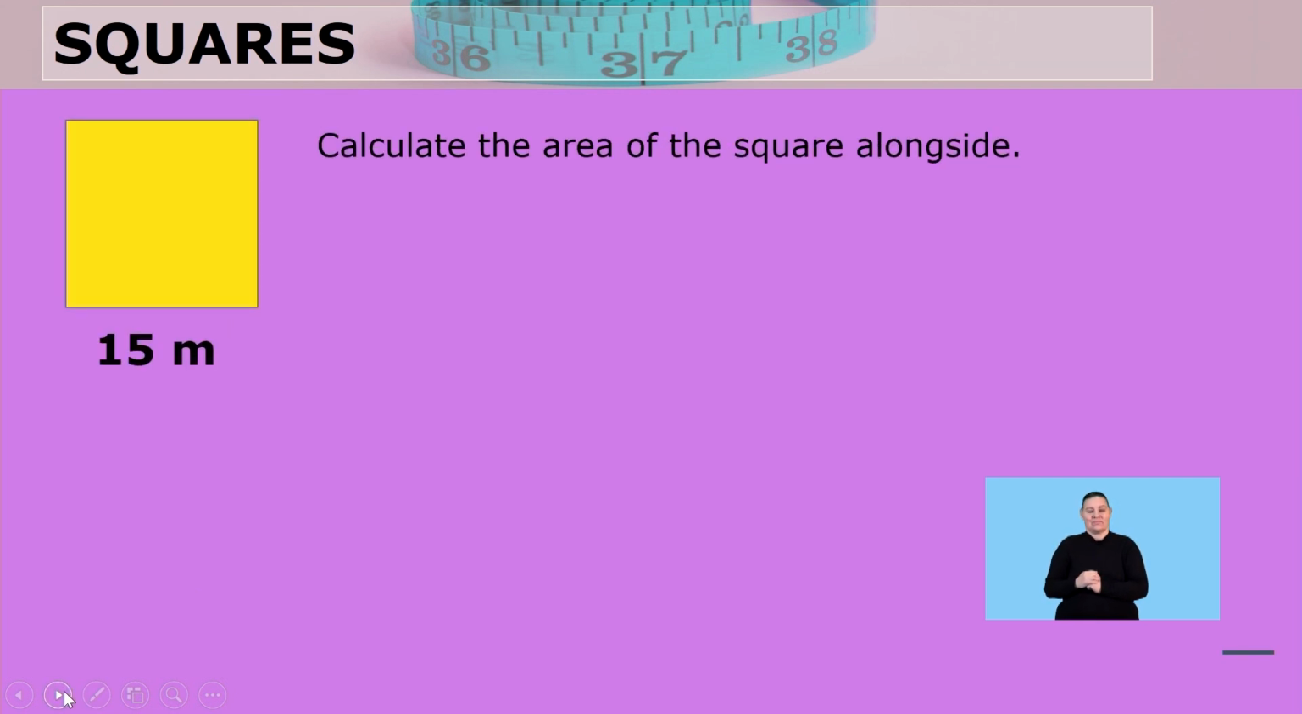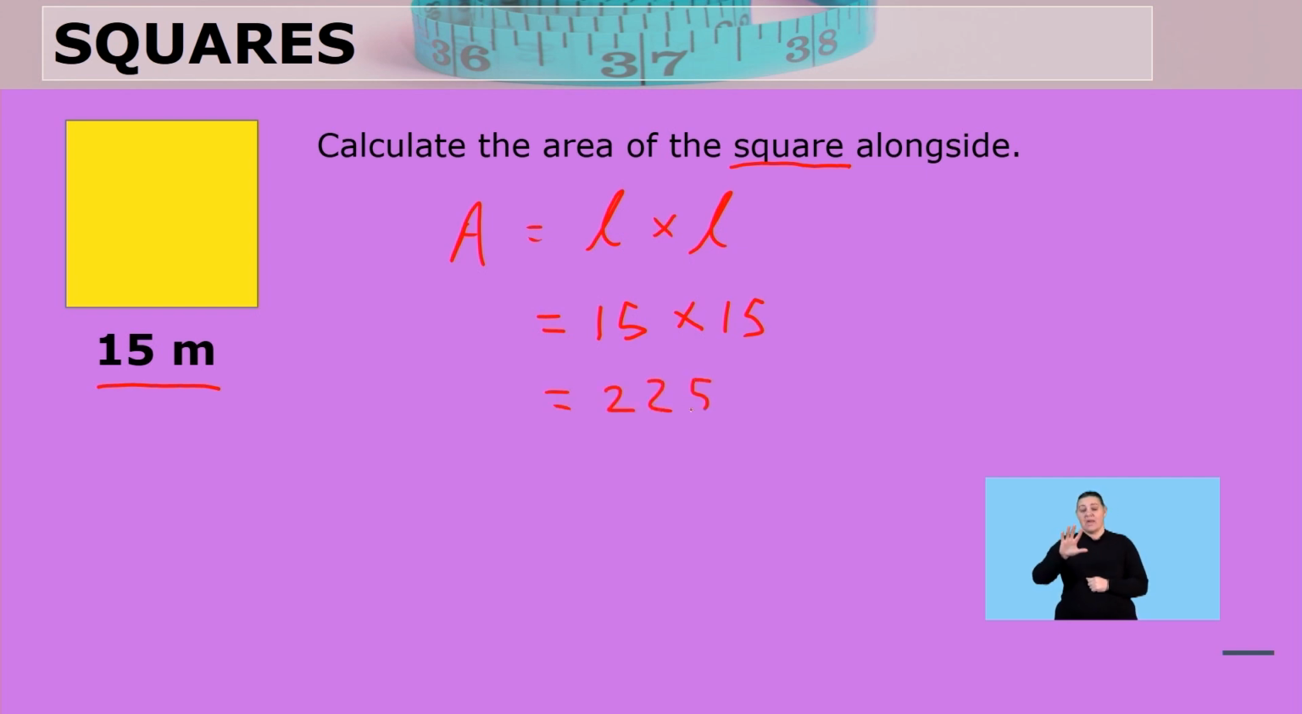All right. So calculate the area of the square alongside. Again, it's a square. So I know the formula for the area of a square. Area is length times length. What is the length? It's provided to me. It's 15. So I'm going to say 15 times 15. And that should give me 225 meters squared. Nice work. All right, moving along, we're doing well.